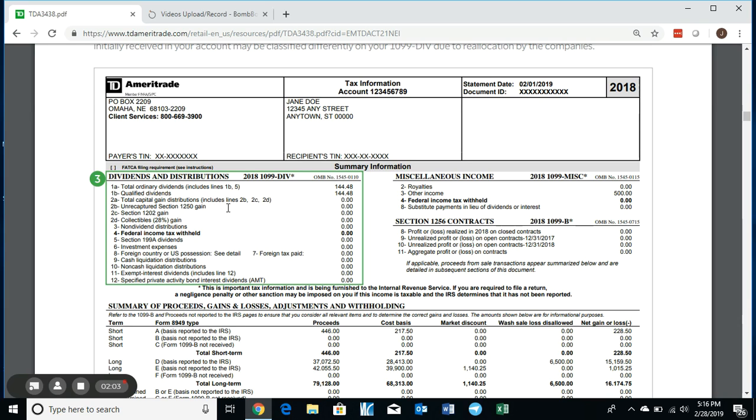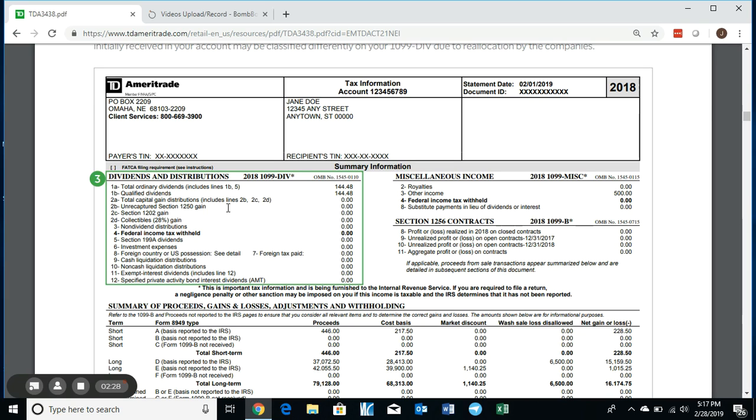Line 2A, we're going to see your total capital gain distributions, and they're paid by mutual funds or other RICs, or regulated investment companies, and real estate investment trusts. They're not capital gains from selling or trading stock or securities within your account. So these are distributions that are paid by the issuer.